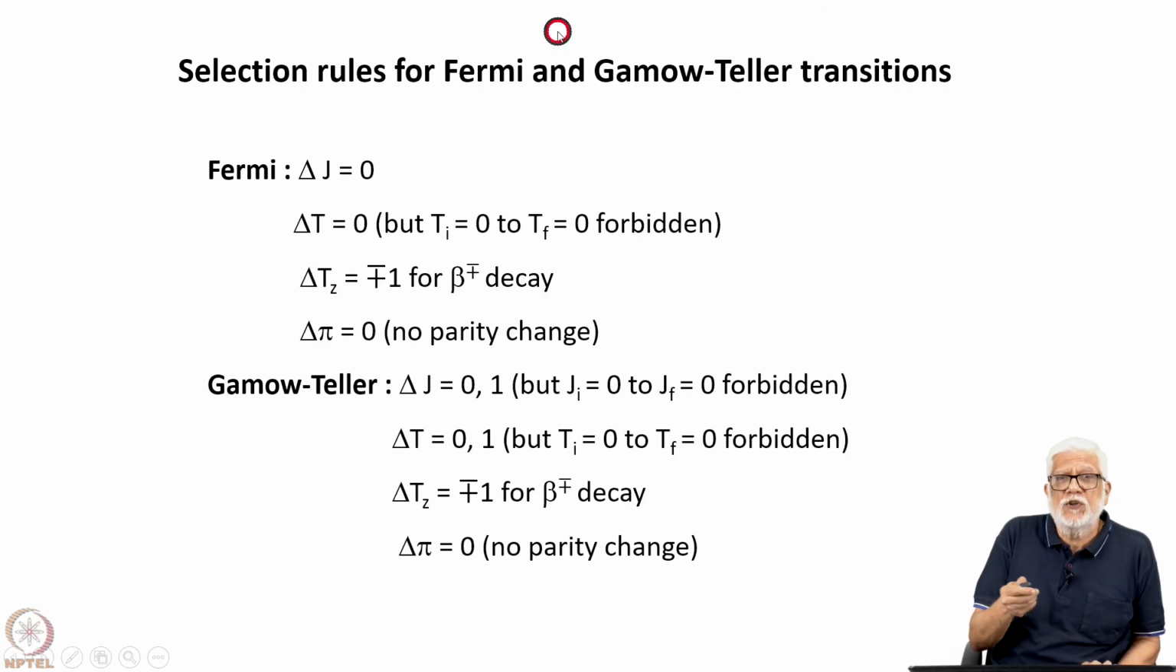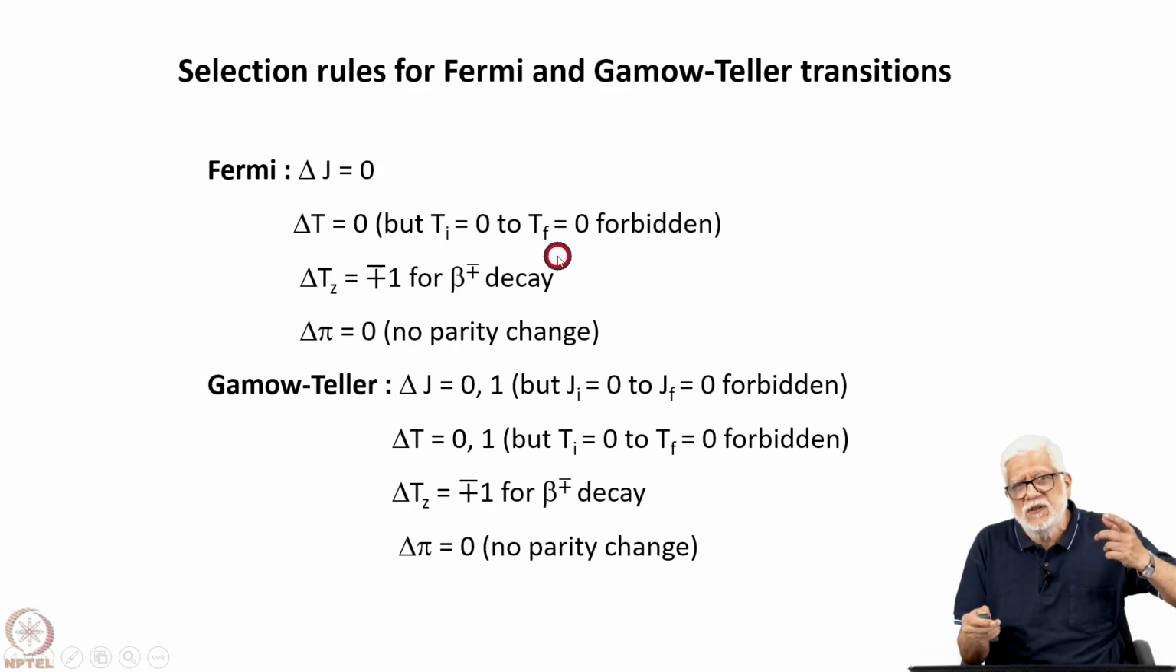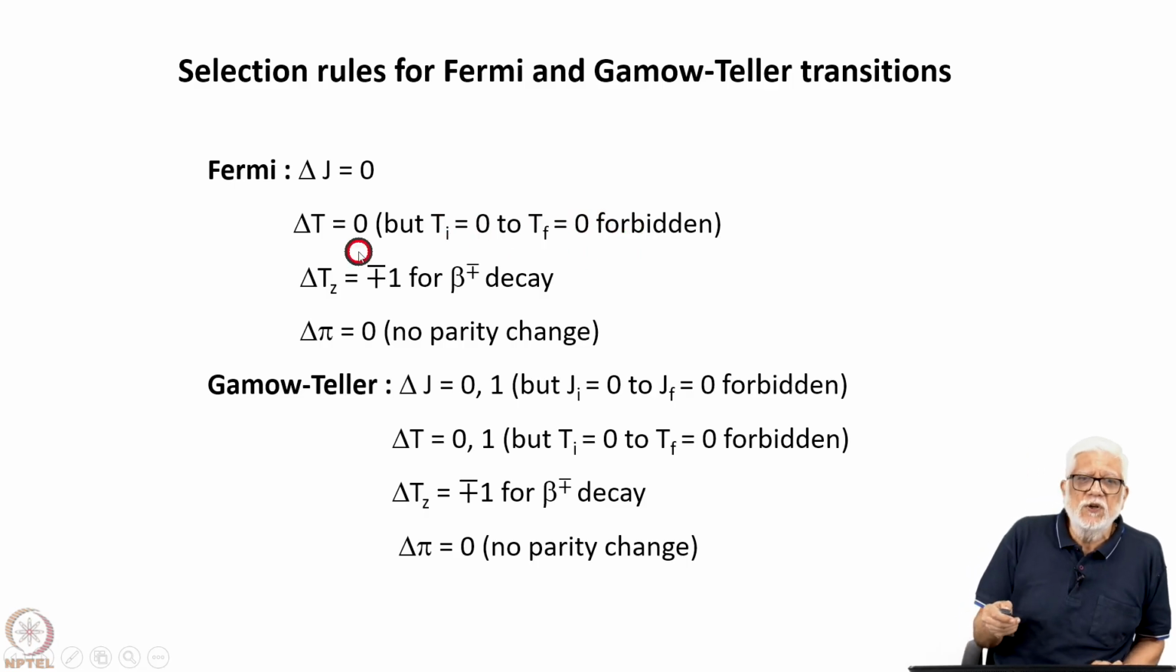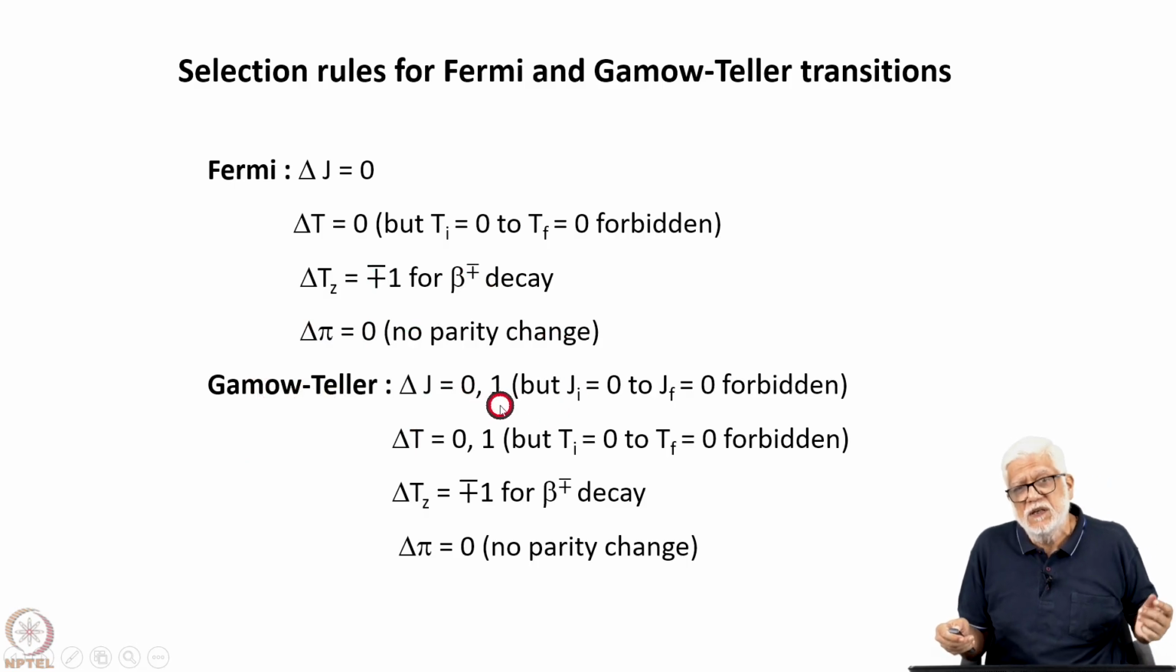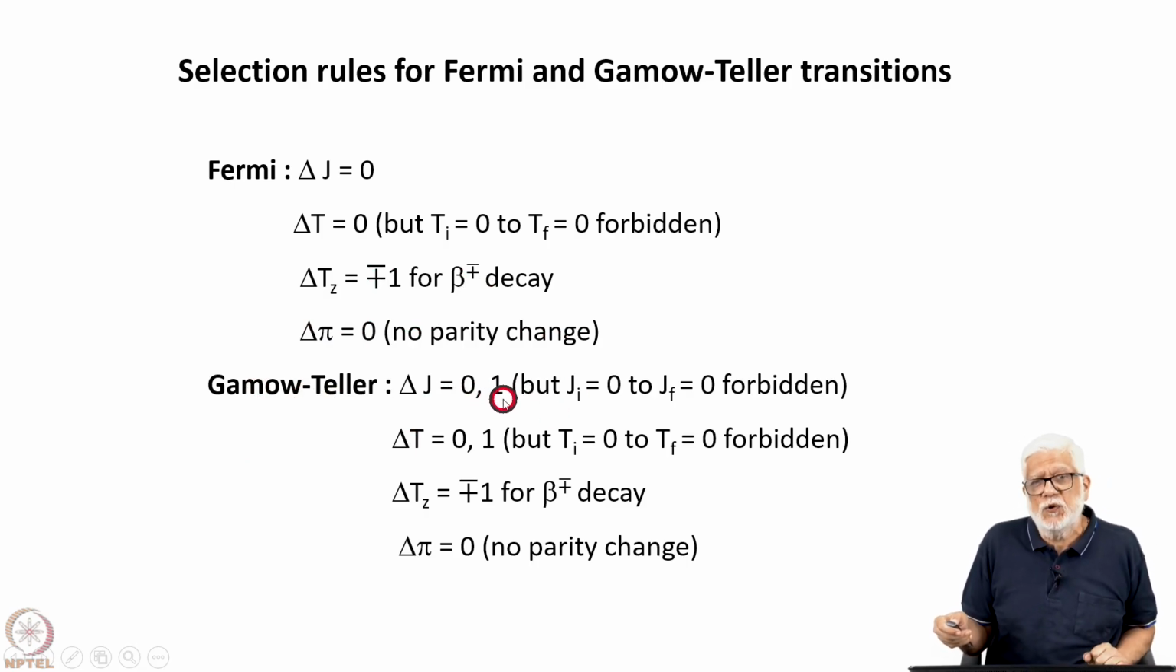So the selection rules for the Fermi and Gamow-Teller transitions. In the Fermi case, delta J equal to 0, delta T equal to 0, but T_i = 0 to T_f = 0 is forbidden, because it so happens that the Clebsch-Gordan coefficient for this is 0. But delta T_z is minus/plus 1 for beta minus/beta plus decay, and there is no parity change. In the Gamow-Teller, delta J can be 0 or 1, because the sigma operator carries angular momentum 1. So you can have both 0 and 1, but again 0 to 0 is forbidden.